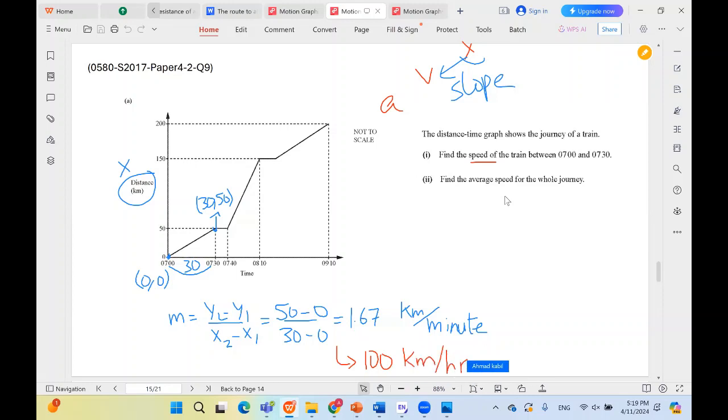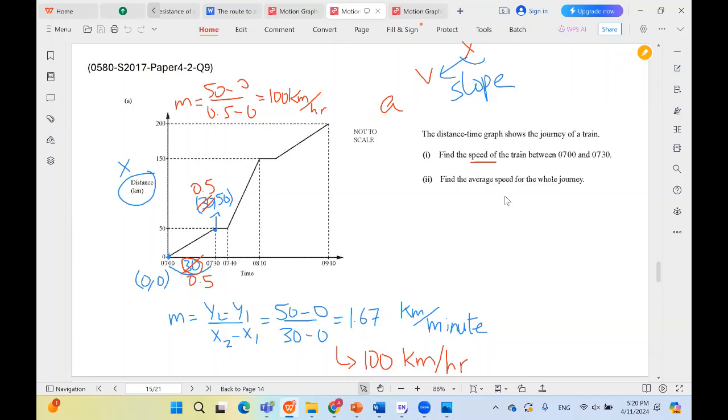So another way to solve the same problem is to first identify this number in hours. So instead of 30, I can just write 0.5 here. And then I can replace here as well. And then I can just calculate the slope straight away. So the slope is going to be 50 minus 0 divided by 0.5 minus 0. And this gives us 100 kilometers per hour as well. So this is another way of solving the same problem.